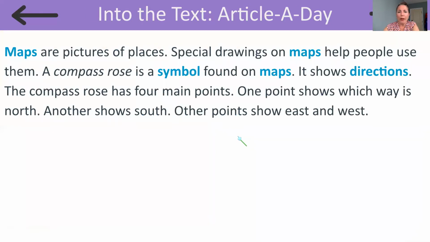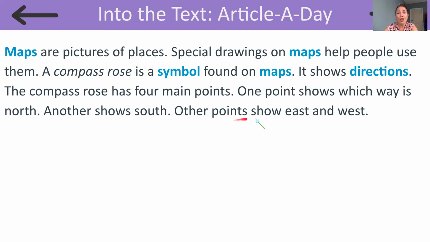So we are going to read this article a day together. All right, readers, read along with me as I read this text out loud. Maps are pictures of places. Special drawings on maps help people use them. A compass rose is a symbol found on maps. It shows directions. The compass rose has 4 main points. One point shows which way is north. Another shows south.